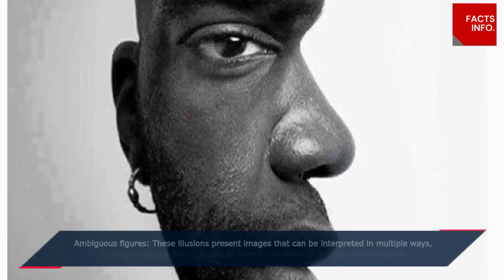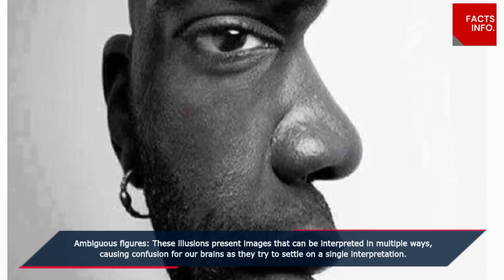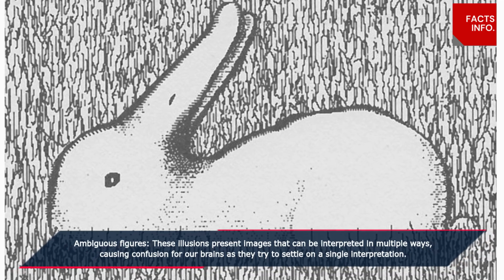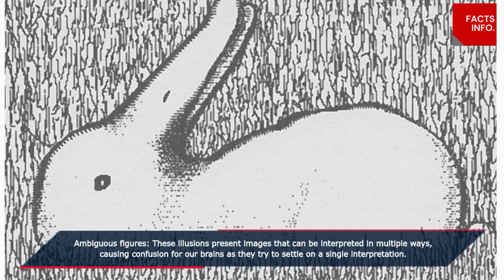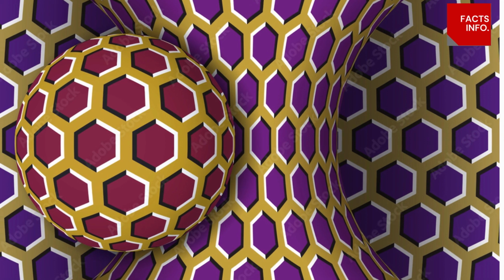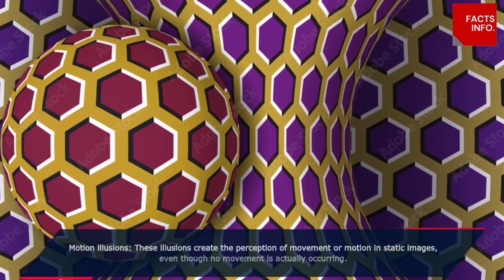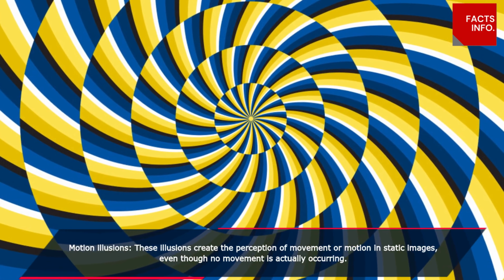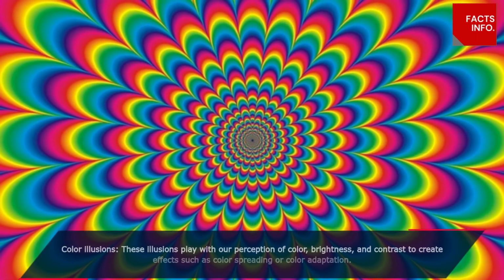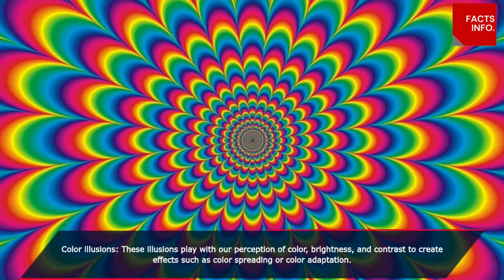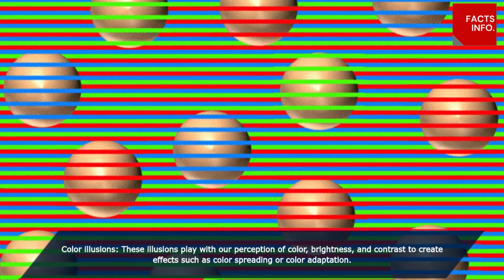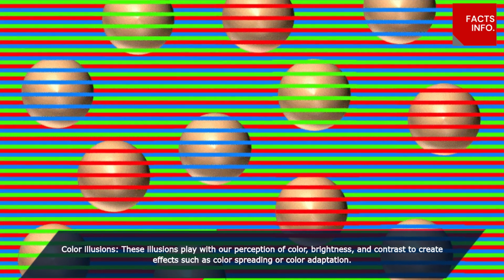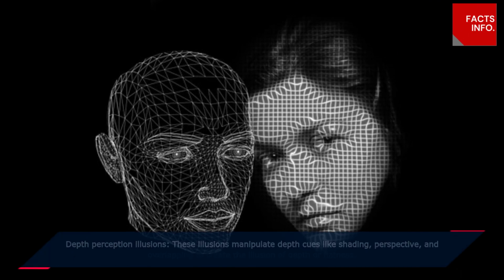Ambiguous figures. These illusions present images that can be interpreted in multiple ways, causing confusion for our brains as they try to settle on a single interpretation. Motion illusions. These illusions create the perception of movement or motion in static images, even though no movement is actually occurring. Color illusions. These illusions play with our perception of color, brightness, and contrast to create effects such as color spreading or color adaptation. Depth perception illusions.